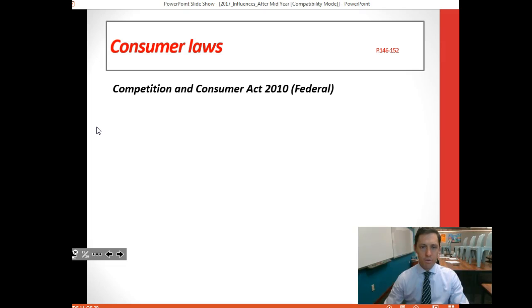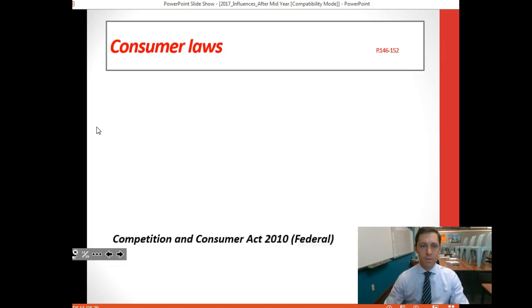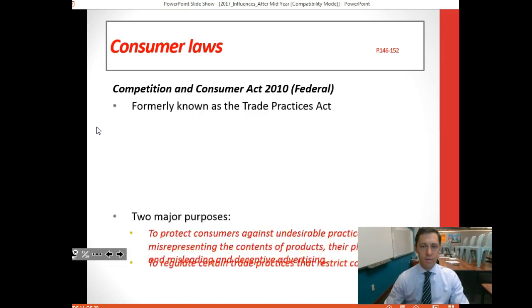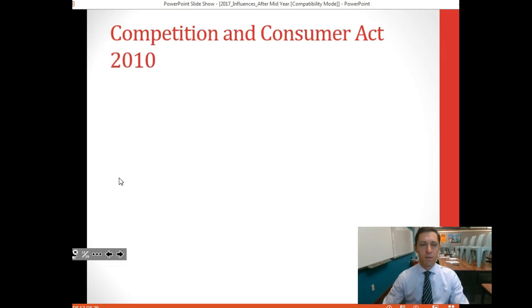So the Competition and Consumer Act is enforced by the ACCC. What is the actual Act? Like I said before, it was formerly known as the Trade Practices Act. It has two main purposes: to protect consumers against undesirable practices, and secondly, to regulate trade practices that restrict competition, making sure that businesses are not doing things which would stifle or reduce competition from a marketing perspective. As I've said, it's enforced by the Australian Competition and Consumer Commission.